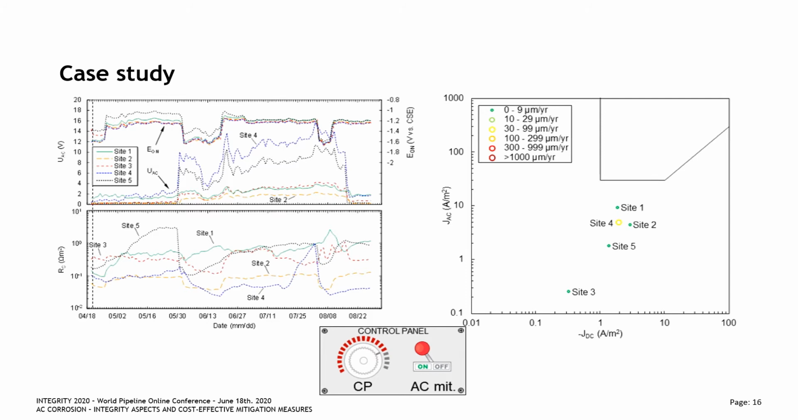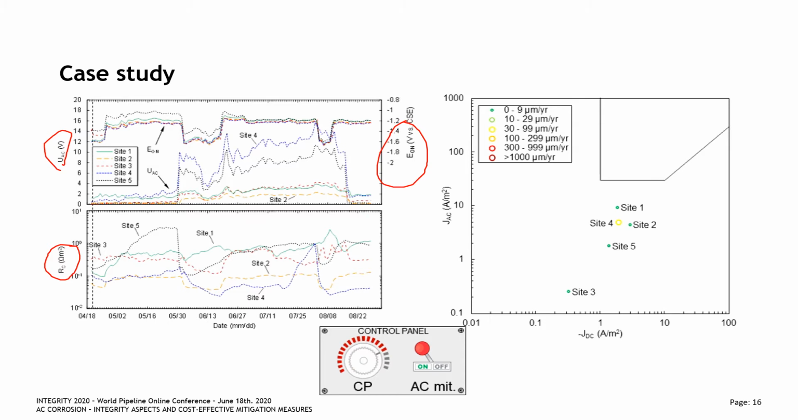Looking at this, we can on the left hand side see the AC voltage, the DC on potential, and the spread resistance, essentially the 3 engines of the AC corrosion wheel analogy. On the right hand side, we see the resulting AC and DC current densities in the current density plot, and the size and color of the data points for each of the 5 sites illustrates the corrosion rate.